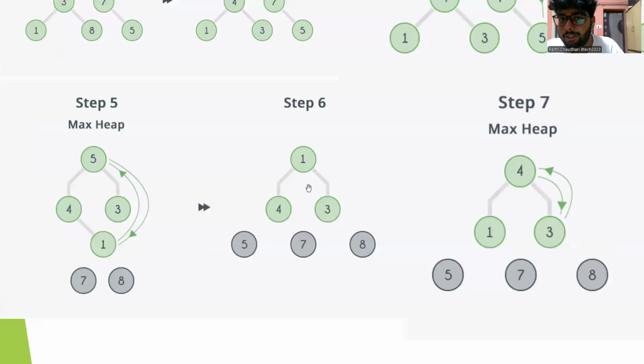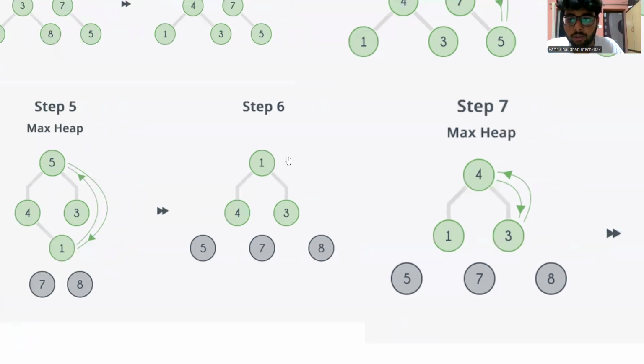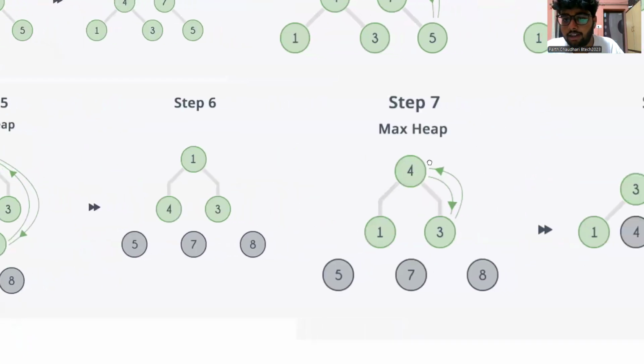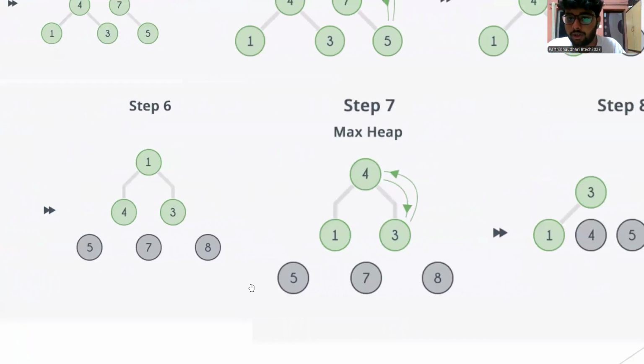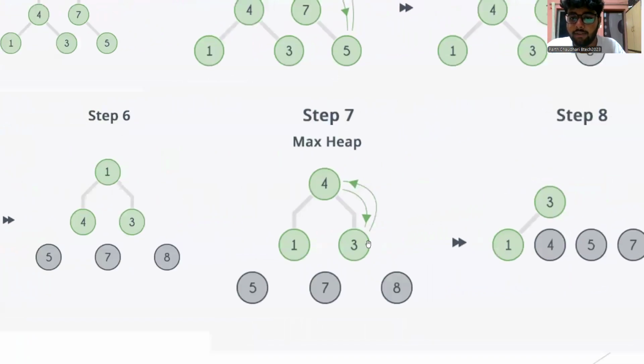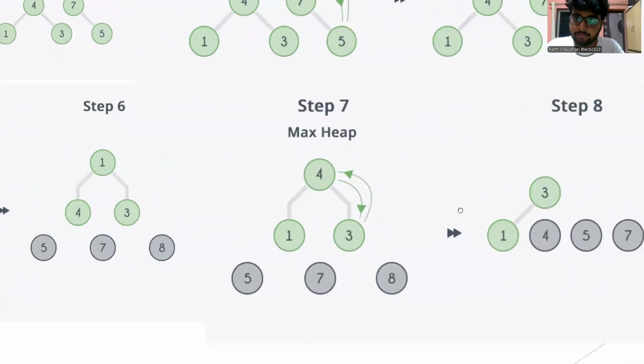Again, part to be noticed is that both of the children are greater than the parent here. But which one is greater? Which one is more greater? So 4 is greater than 3 when compared to 1. So 4 becomes the parent here. Again, we do the same thing. We put 4 into the sorted array and we replace it with 3.